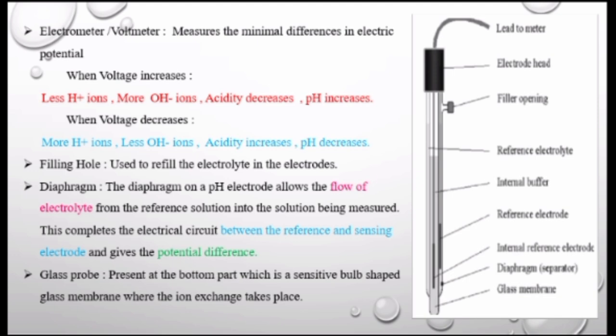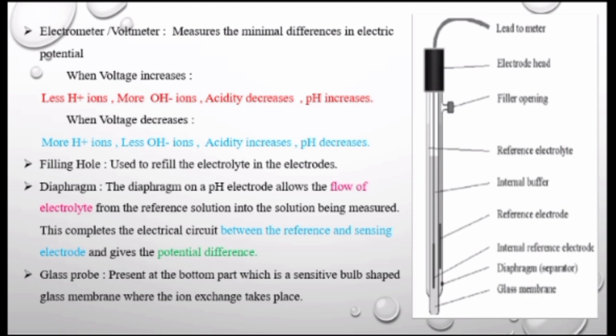The diaphragm. The diaphragm on a pH electrode allows the flow of electrolyte from the reference solution into the solution being measured. This completes the electrical circuit between the reference and sensing electrode and gives the potential difference.